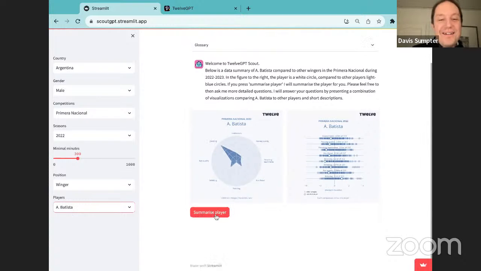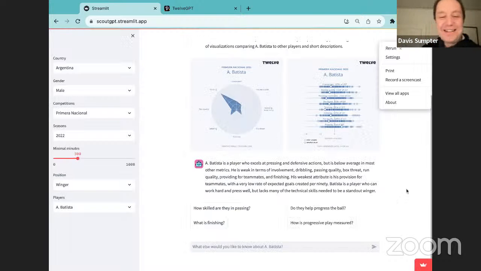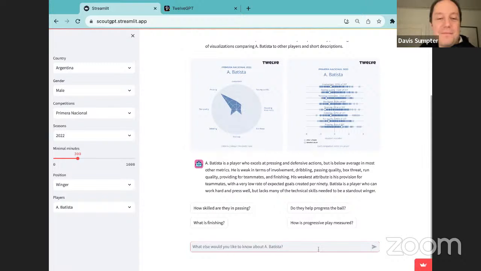Okay, so he's very strong on pressing. Batista is a player who excels in pressing and defensive actions, but is below average in most other metrics. He's weak in terms of involvement, and then there's a big list here. His weakest attribute is his provision for his teammates. I don't know, what do you think? How does that line up with your experience, Francesco? Is our scout a little bit too hard on him? Let's ask him more about his pressing.